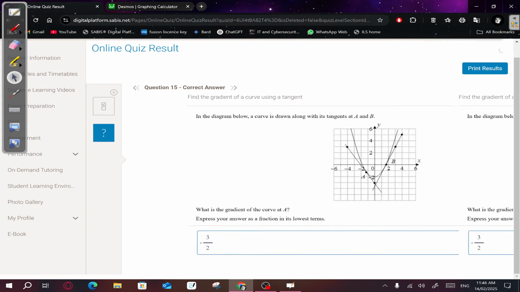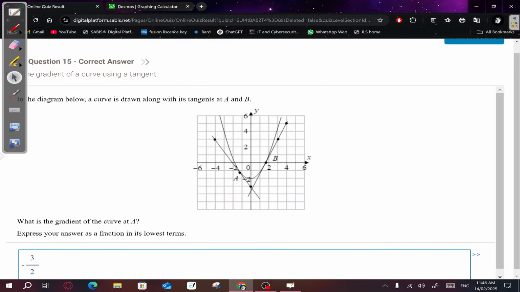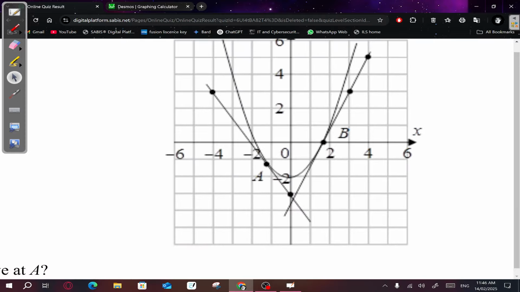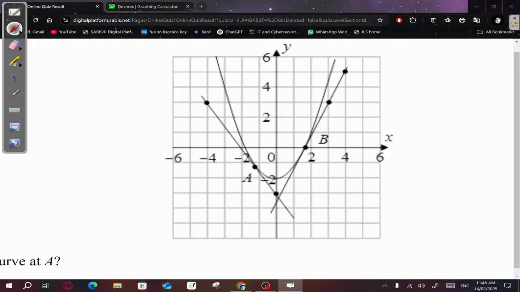Question 15. What is the gradient of the curve at A? Same concept. A is this point. So the tangent at A is this tangent here. We can take this point first of all, it is 0, negative 3. That's one of the points. And we can take this point here, negative 2, 0.